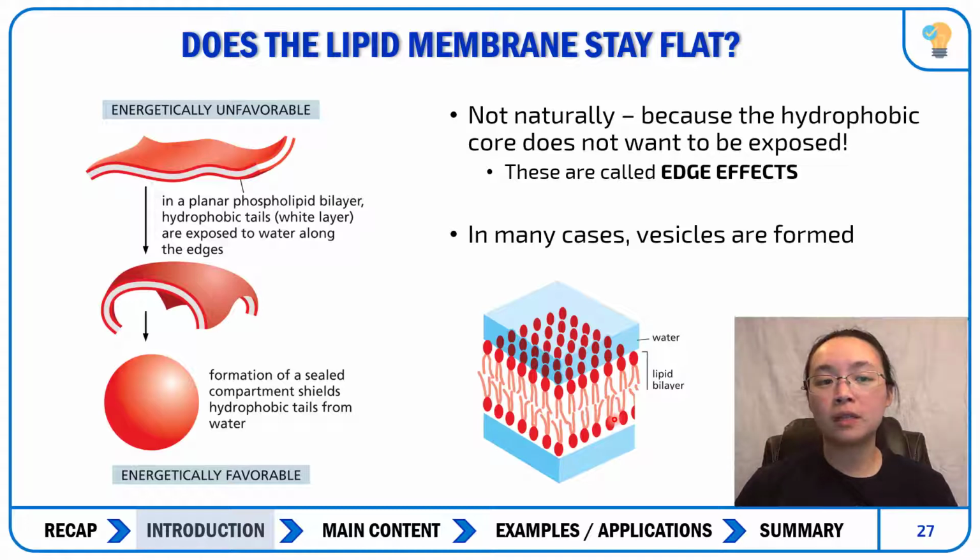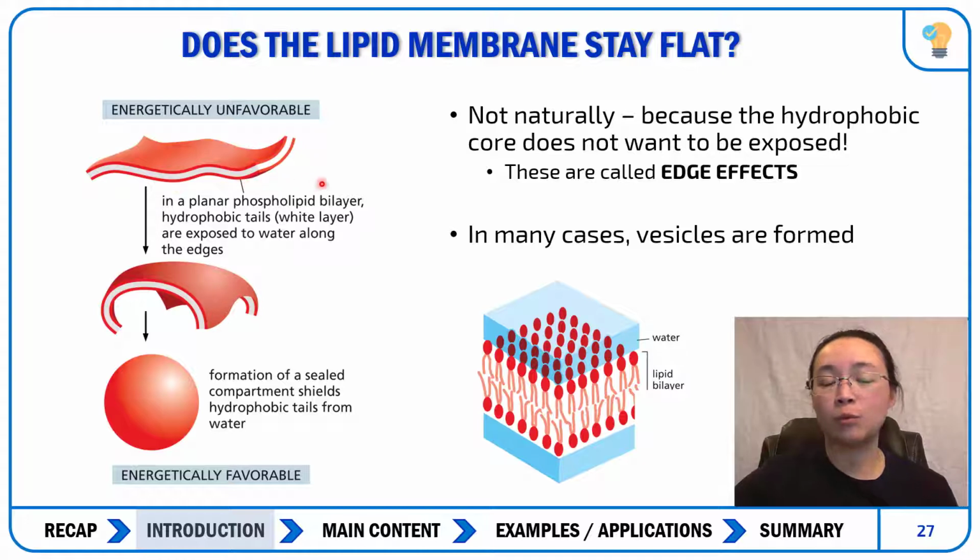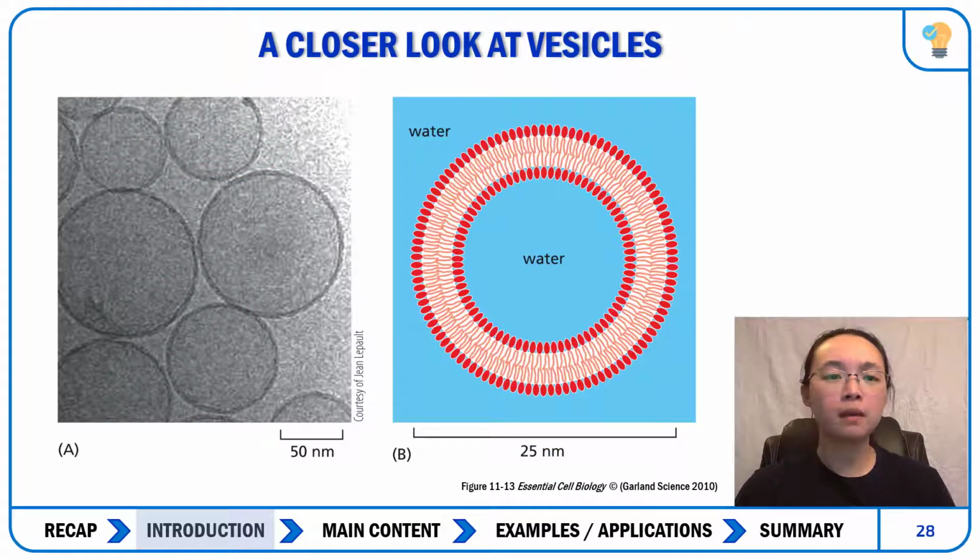So now comes the most important question: can a membrane stay flat naturally? And naturally, no, it definitely cannot, because there's edge effects. Basically, your hydrophobic core does not want to be exposed to water. So that means if you just have a bilayer floating around in water, it's going to want to fold in on itself and create a lipid vesicle. So this is something that I'll focus on in a bit. So here in the next slide.